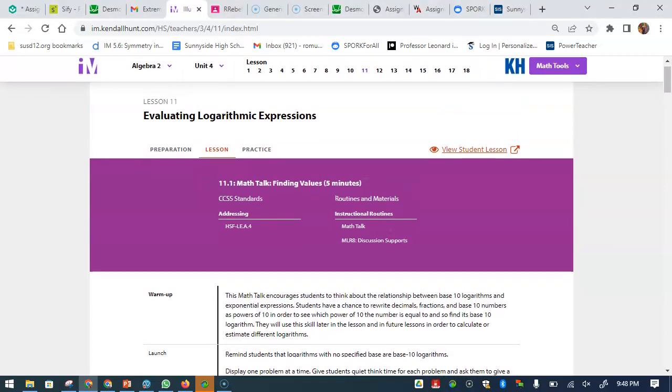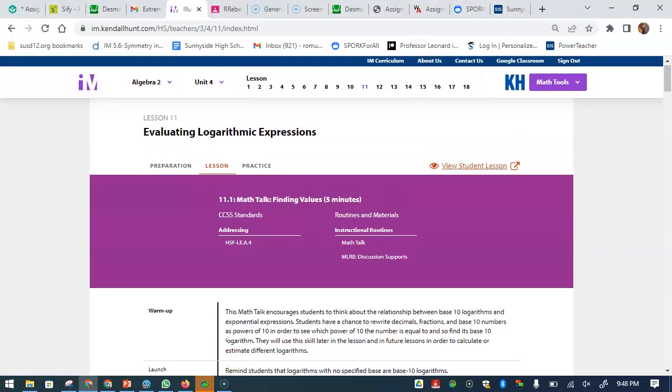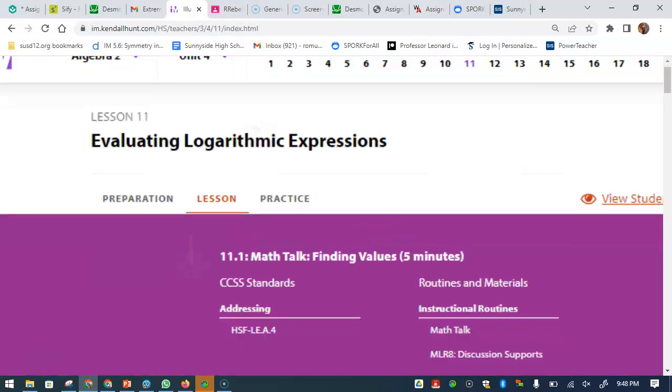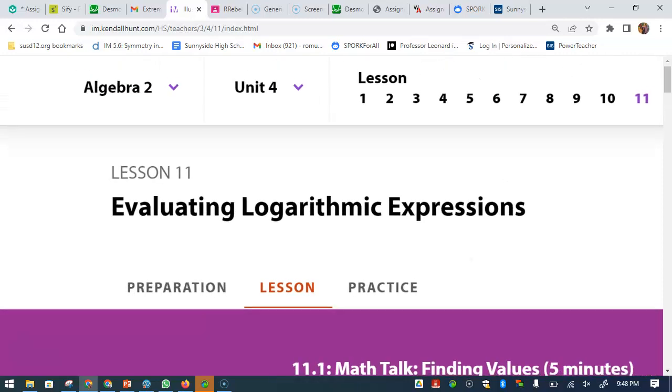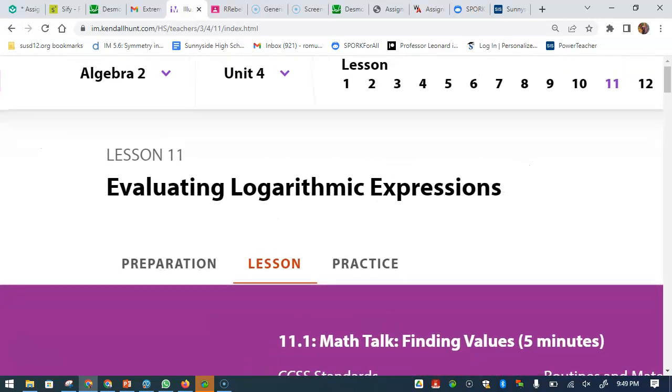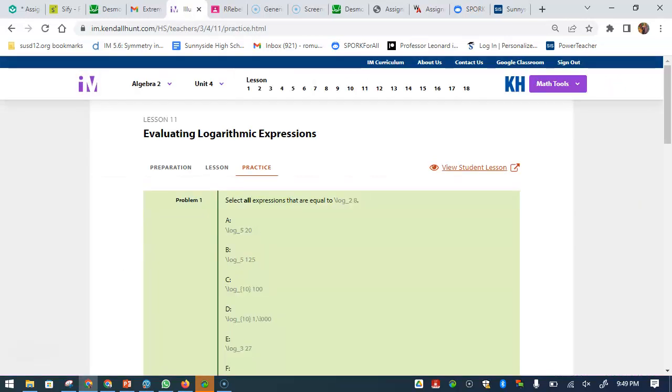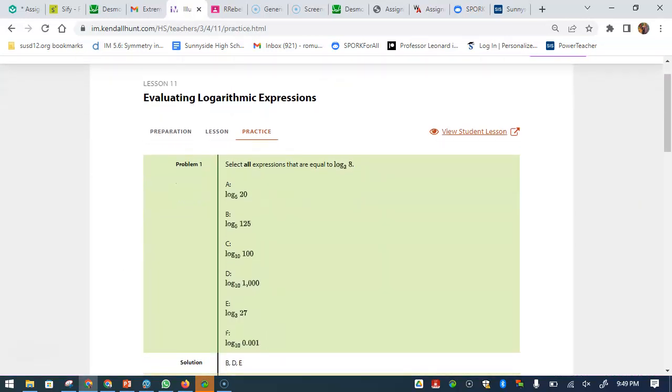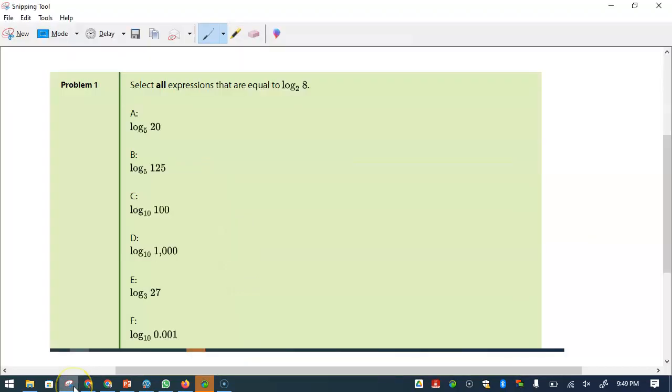So here I'm trying to complete Unit 4, Lesson 11, and this is more about evaluating logarithmic expressions. So I'm going to go directly to the practice problem here. First one. So let me see how far I can go to show these problems. First one is right here.